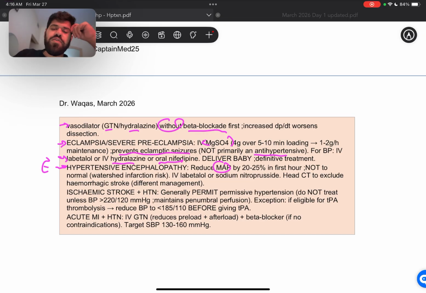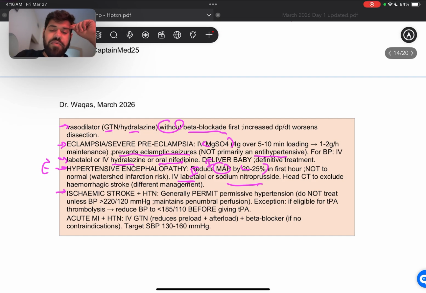All right, we reduce MAP by 20-25% in the first hour, not to normal because of watershed infarction risk. Then after reducing MAP, we give them labetalol or sodium nitroprusside. Then we do a CT to rule out hemorrhagic stroke. Then for a patient with ischemic stroke and hypertension, we use permissive hypertension and we do not treat unless the blood pressure is too high.